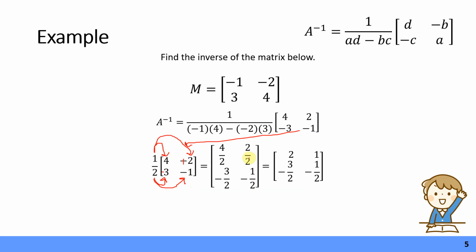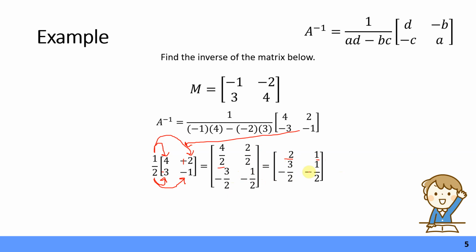Now, anytime you have a fraction, you have to ask yourself, can I simplify? Which, of course, in this one we can. 4 divided by 2 is simply 2. 2 divided by 2 is simply 1. Negative 3 over 2 cannot be simplified, so it stays as is. And negative 1 over 2 cannot be simplified, so it also stays like that. Once you have simplified everything, then you're done.